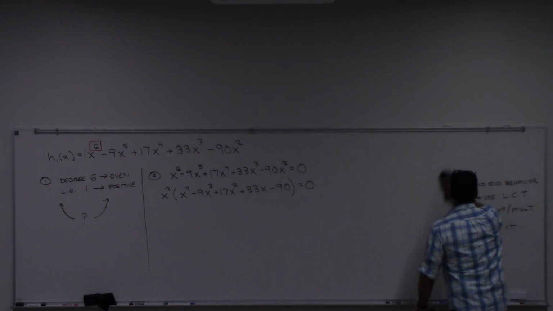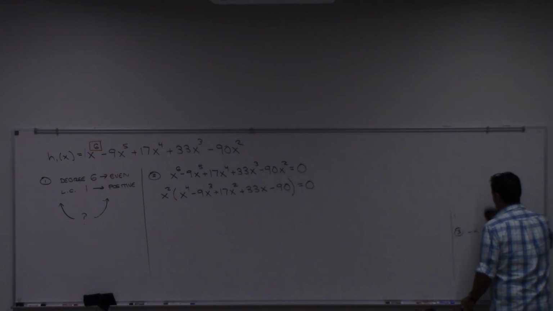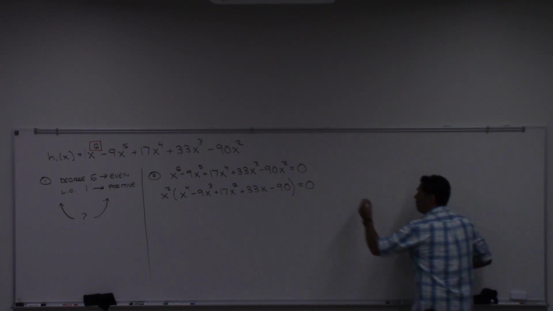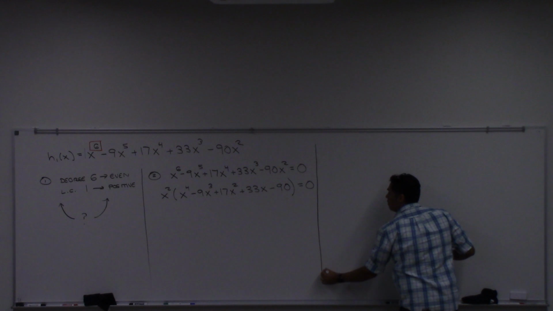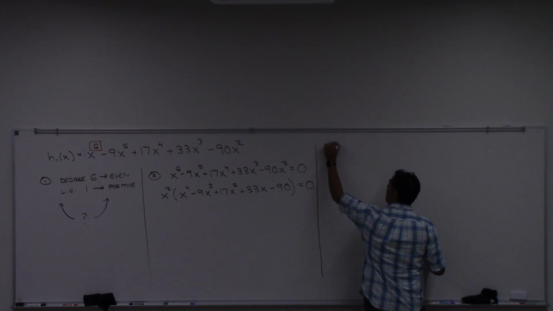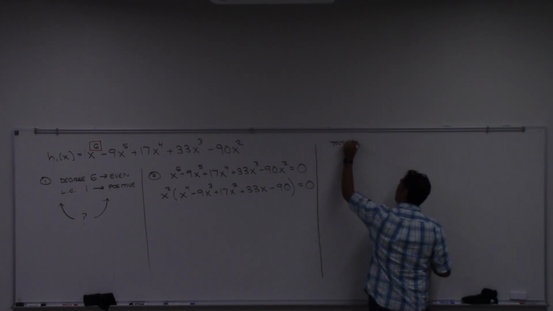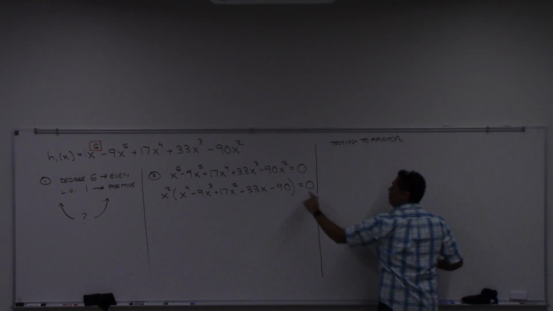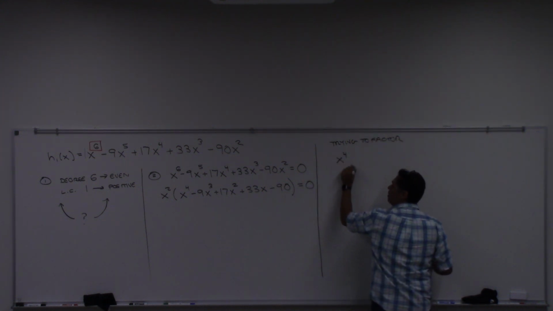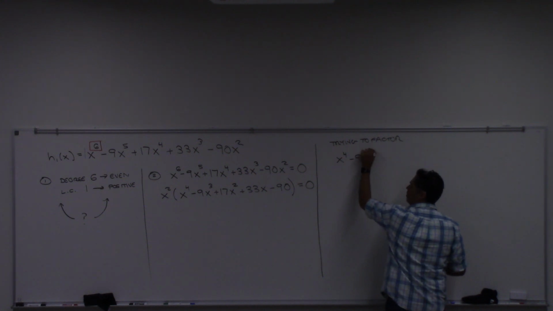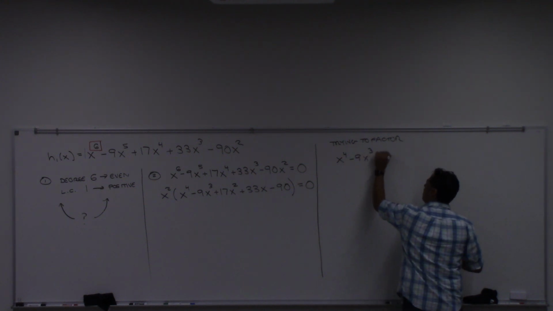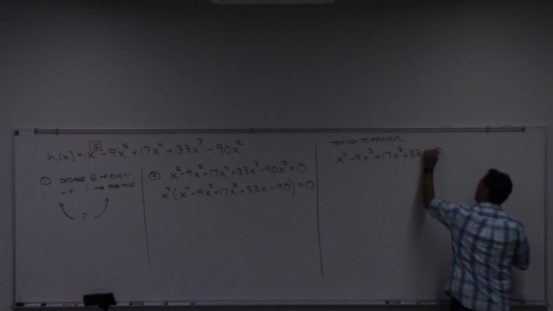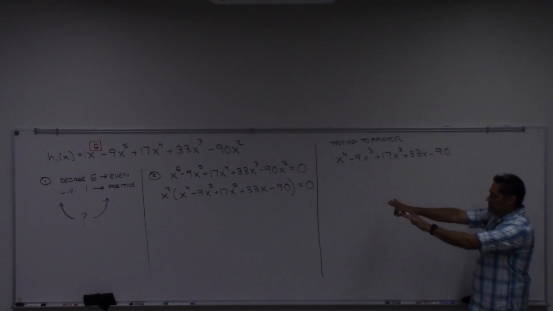Okay, I'm gonna erase this. Here we go. I'm gonna try and factor. This is like some separate work I'm doing on the side here, all right? So what I'm trying to do is factor the piece that's inside: x to the 4th minus 9x cubed plus 17x squared plus 33x minus 90. That's what I'm trying to do, right? I'll get back to that in a minute.